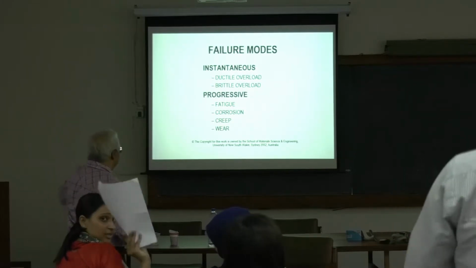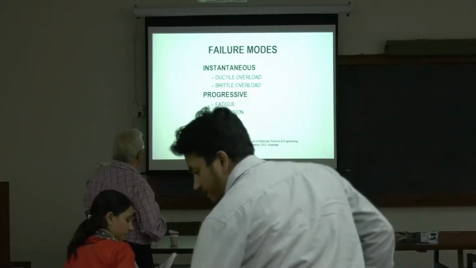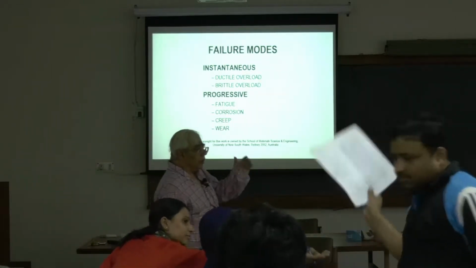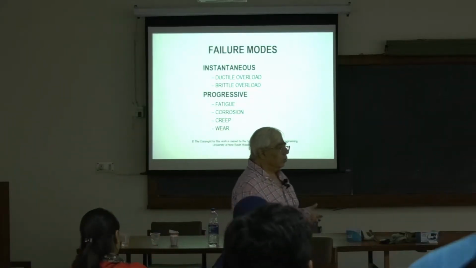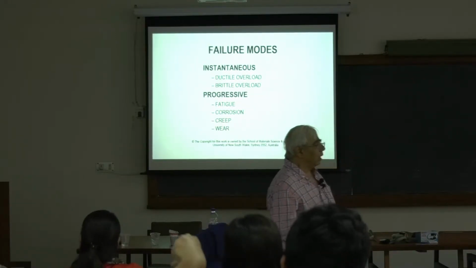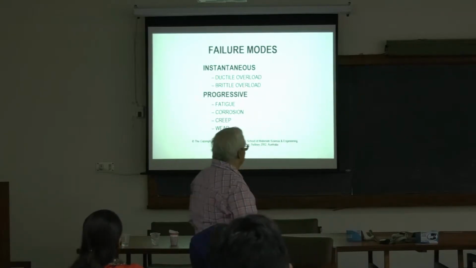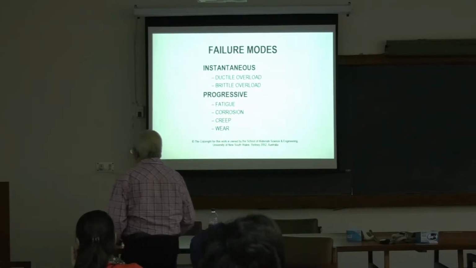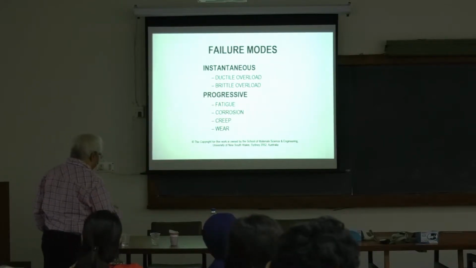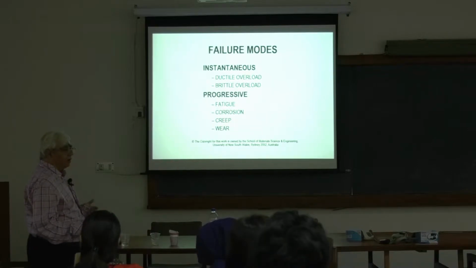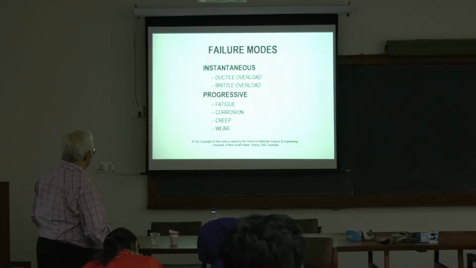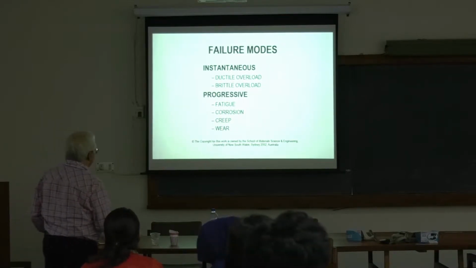Progressive is fatigue. Fatigue is up and down, stress going up and down. Likewise, when you walk a long time, 1 hour, 2 hours, sometimes you feel a lot of pain. Then again, it will go down. So fatigue is cyclic loading. Corrosion is a bit bad. You know corrosion. You can have corrosion under stress. You can have chemical corrosion. You have physical-chemical corrosion.